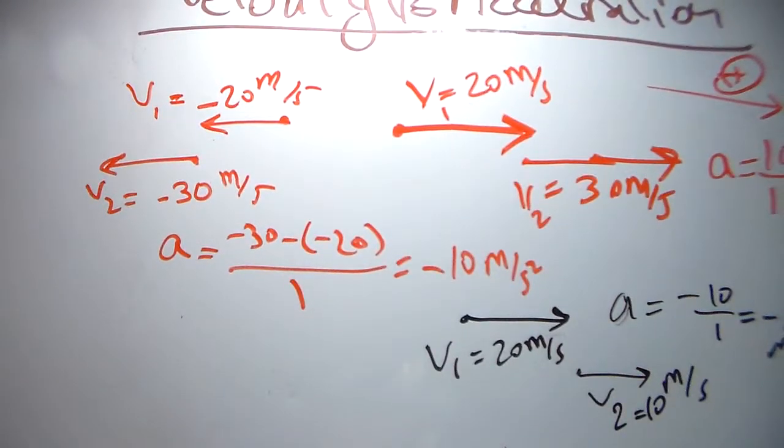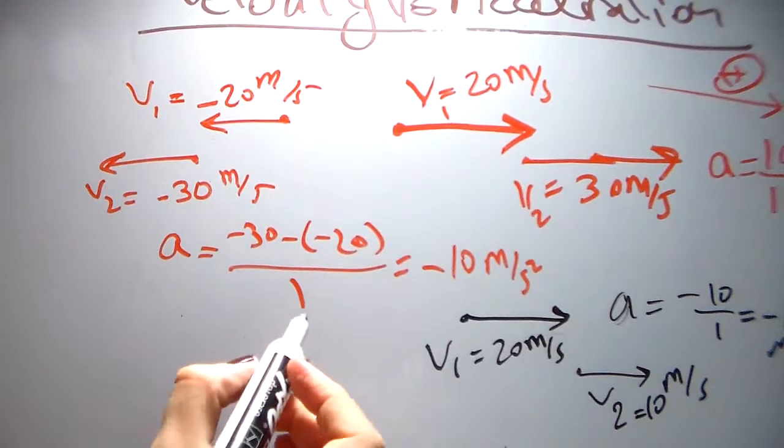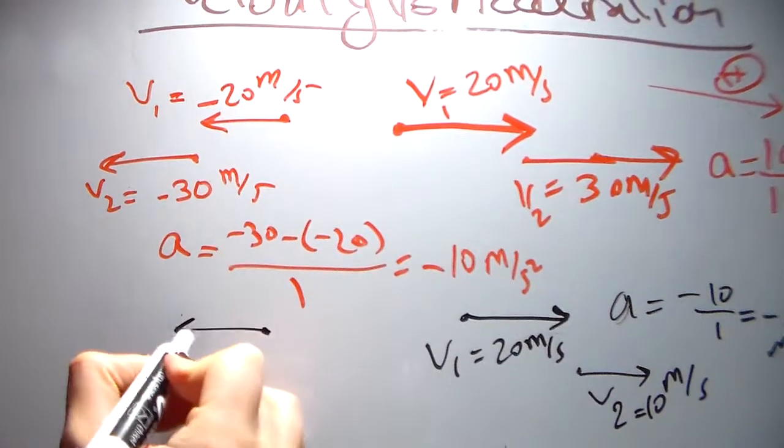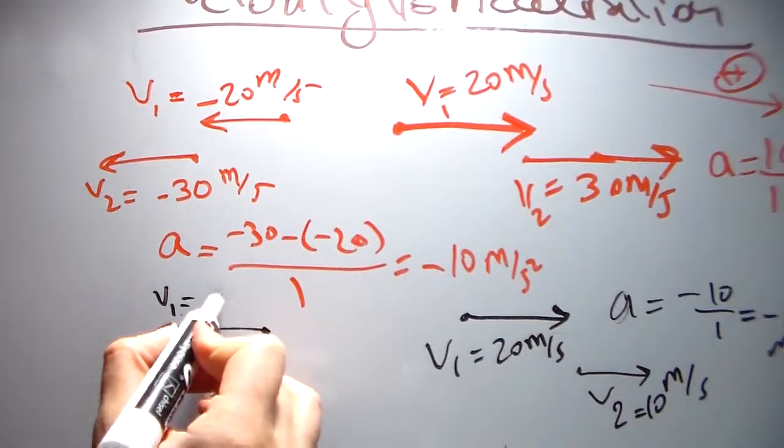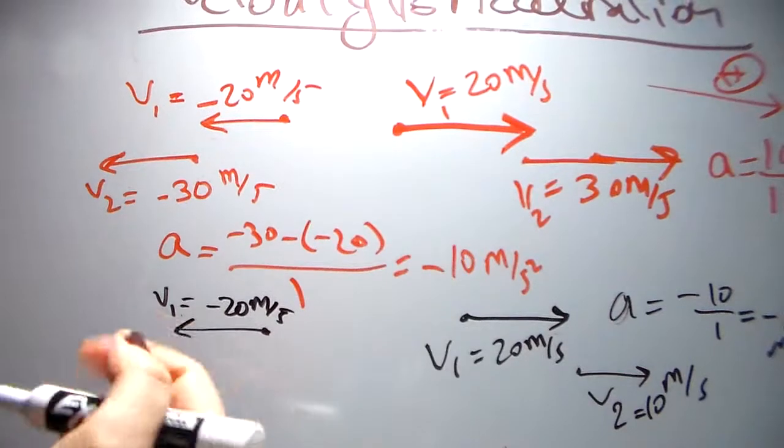The fourth possible option would be me going to the left. So now I'm going with minus 20 meters per second, but now towards west.